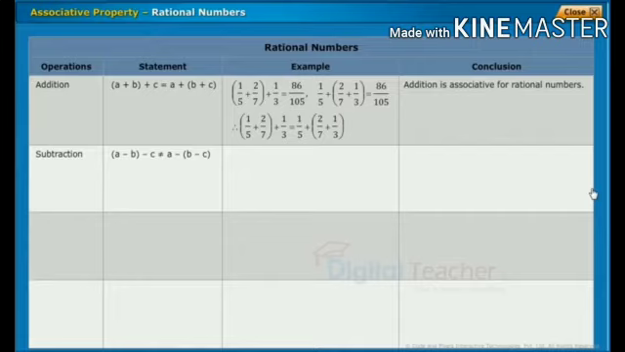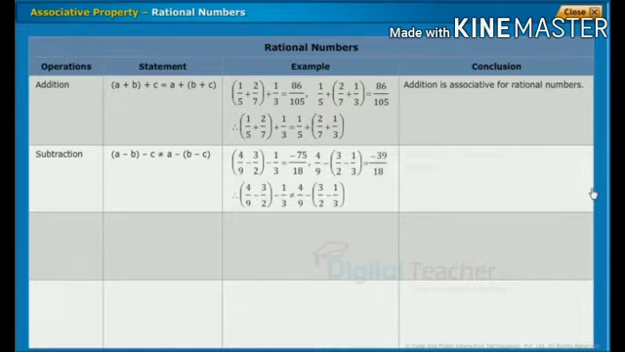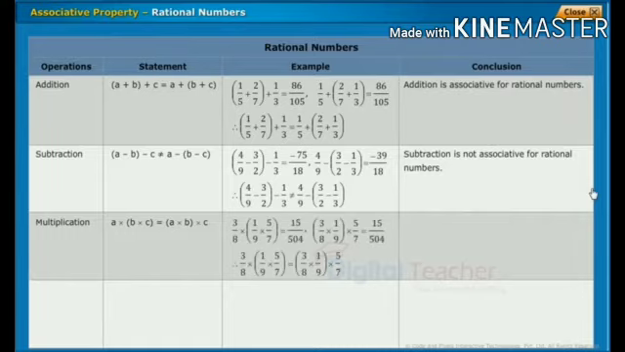(a - b) - c is not equal to a - (b - c). We will see the example, and it is not equal. LHS is not equal to RHS. So subtraction is not associative for rational numbers. Now let's go for multiplication. (a × b) × c is equal to a × (b × c). The LHS is equal to RHS, so multiplication is associative for rational numbers.